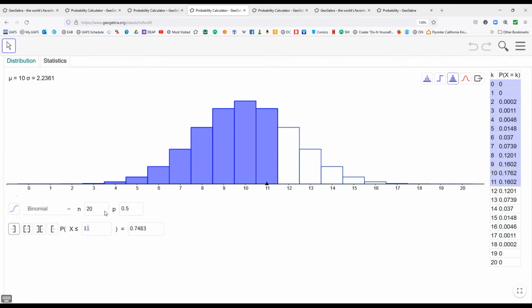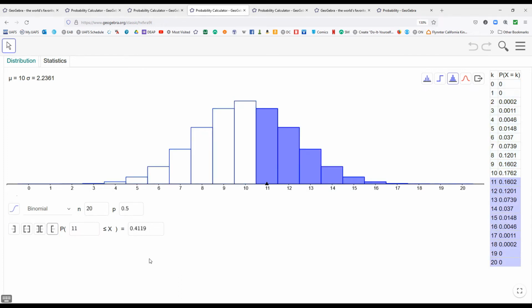But it can also do a right-tailed probability. So this is from 11 up to, well, the total, in this case 20. And it's adding those together.